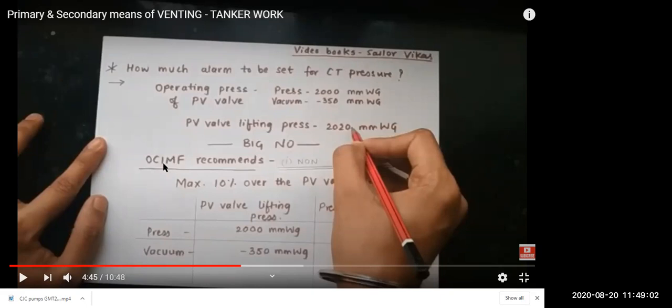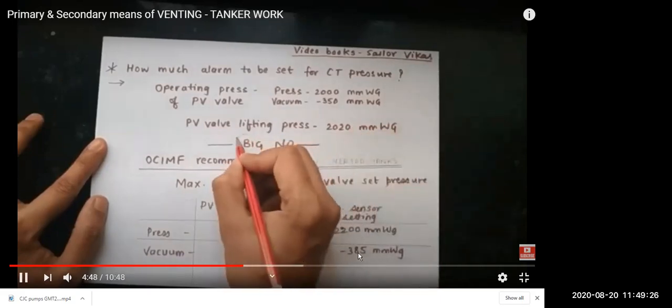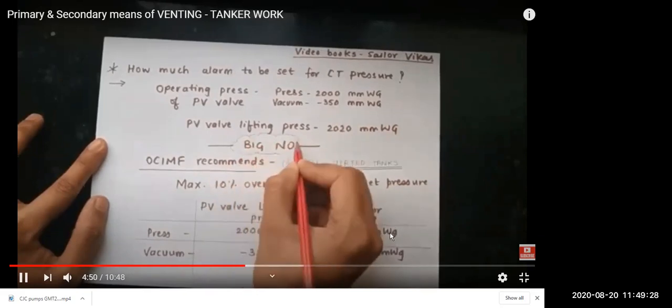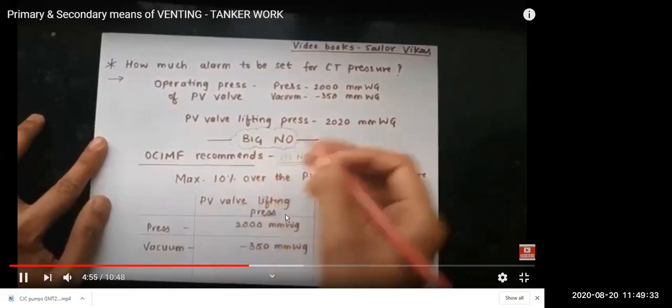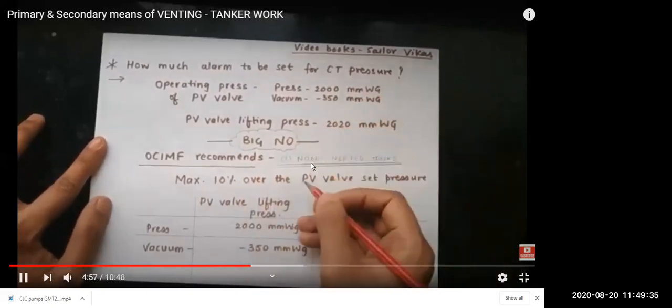As per OCIMF, Oil Companies International Marine Forum, it is recommended that the alarm setting be a maximum of 10% above the PV valve setting. So if the PV valve pressure is 2000, then 10% more, that is 2200, will be the pressure setting. Vacuum side is -350, so 10% more is -385. We will have the alarm sensor settings in the CCR alarms. But this is for non-inerted tanks.